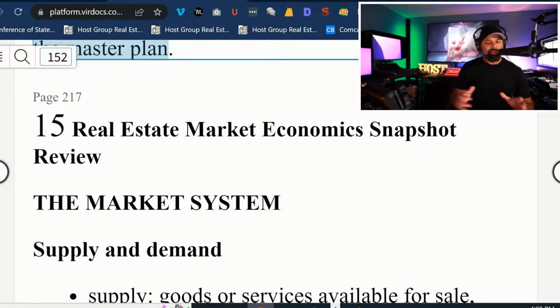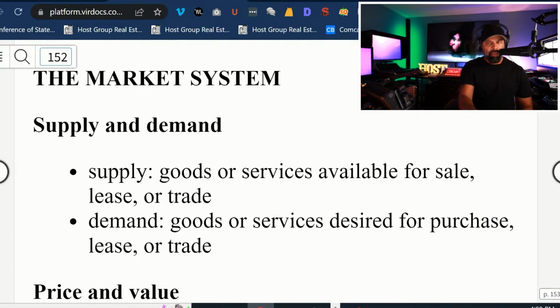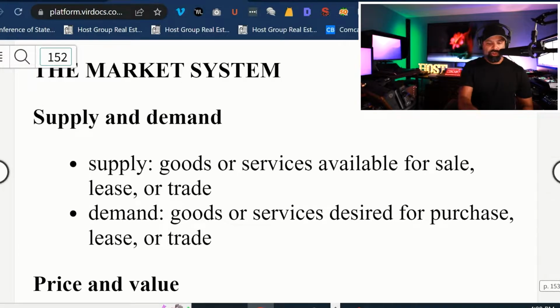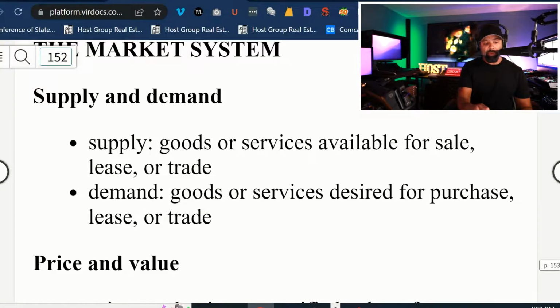Okay, dokie, let's do the snapshot review here of unit number 15, the real estate market economics. The first thing we did was talk about the big picture of market systems, supply and demand, from the high level. Supply: goods or services available for sale, lease or trade. Demand: goods or services desired for purchase, lease or trade. Supply and demand, pretty simple.